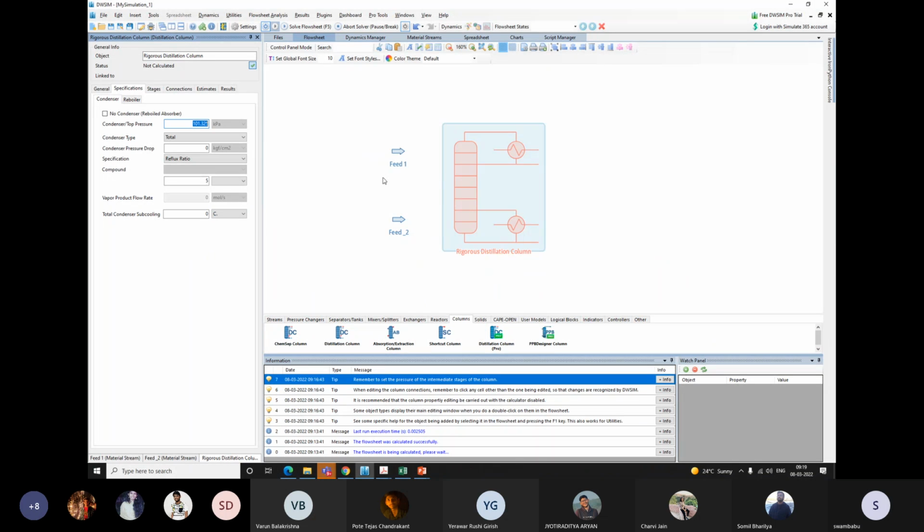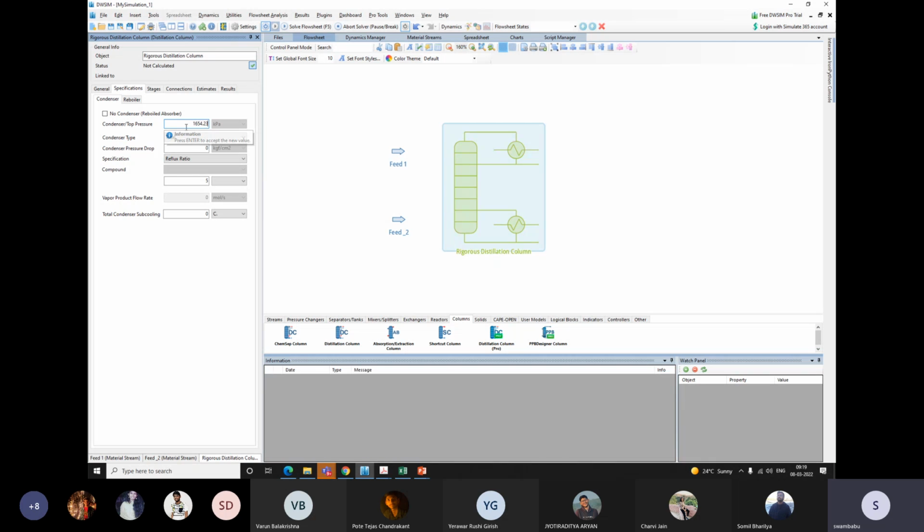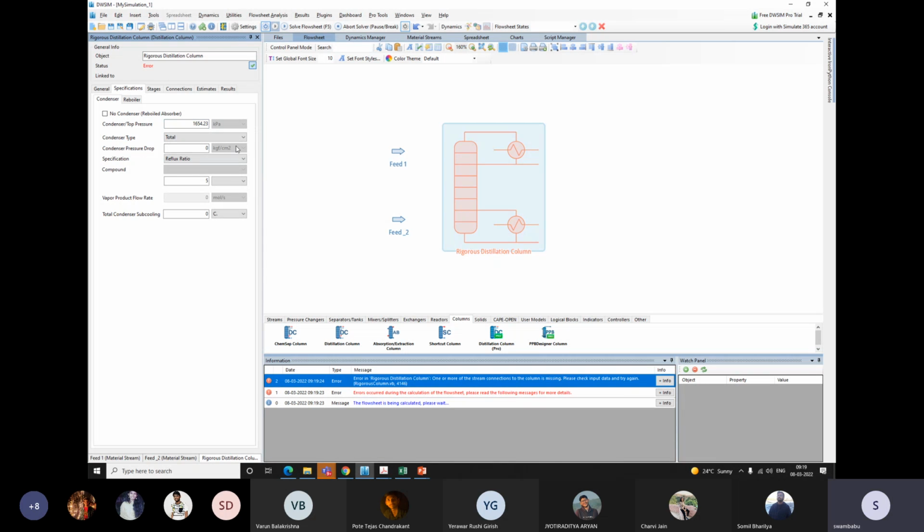Condenser top pressure 1654.23. Here we will not have the option to select the units. That is why I have gone to the custom units. Previously, we could select units and it automatically converted, but this rigorous distillation column doesn't give you the option to change the units. It fixes them. That's why I have to use this custom unit system to make my life easy here.